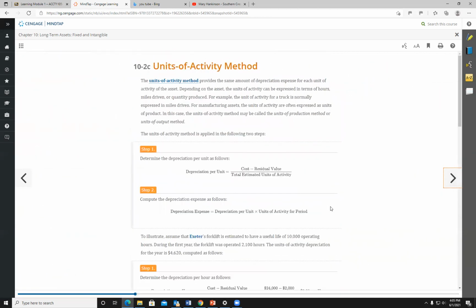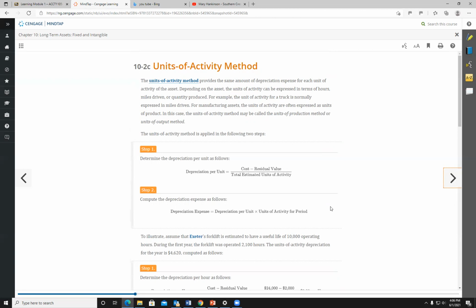Now let's talk about the units of activity method. The units of activity method provides the same amount of depreciation expense for each unit of activity of the asset. Depending on the asset, the units of activity can be expressed in terms of hours or miles driven or quantity produced. So, for example, the unit of activity of a truck is normally expressed in miles. So we do determine the value of a vehicle based on its mileage.